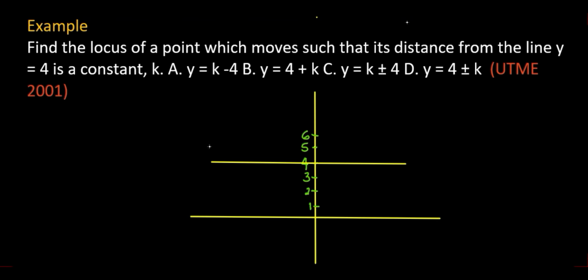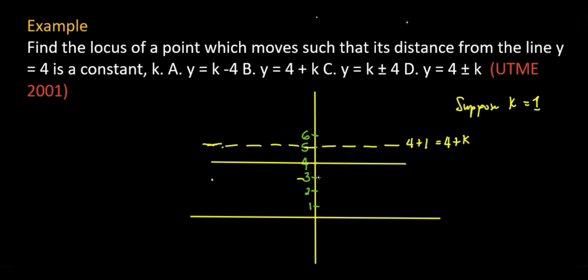Suppose we let k equal 1, meaning that the first locus will be at 5 up there. So we have 4 plus k, that's 4 plus 1, which is 5. We can also say the one downward is also 1 from our main line, which is 4. So that means it will be 4 minus 1, which is 3.